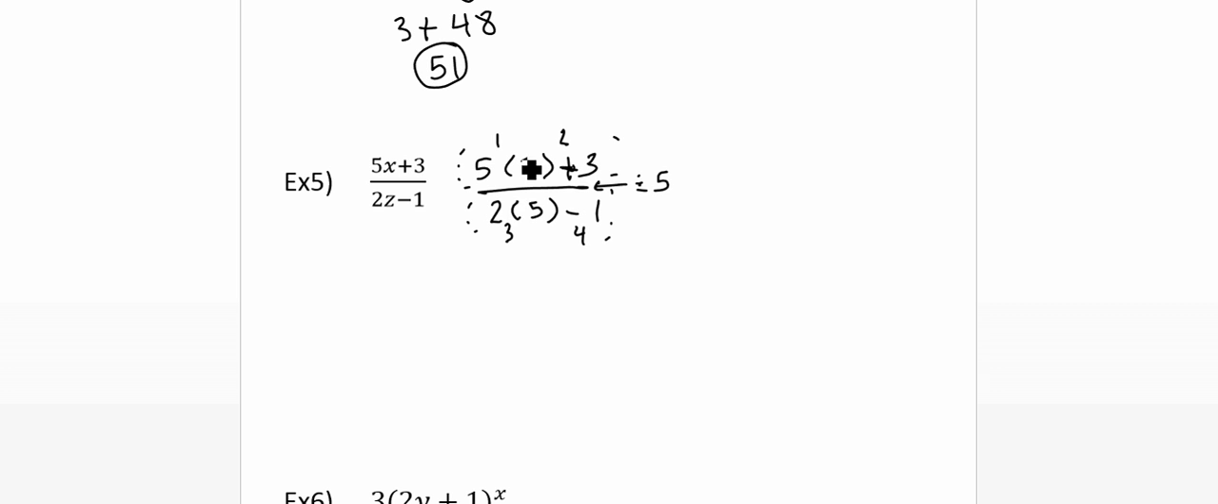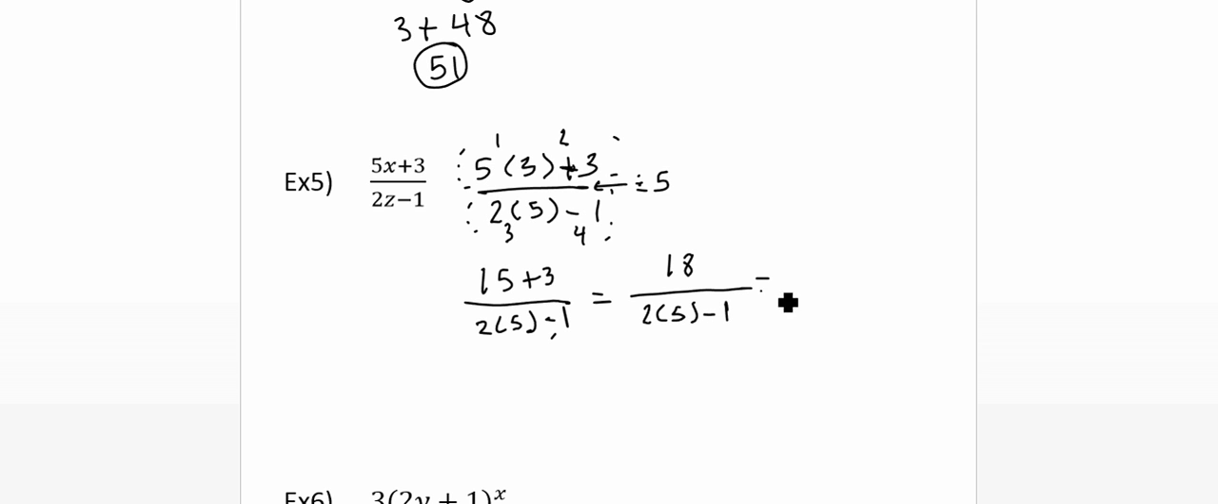First step, do 5 times 3, 15. Write the 15 plus the 3 over 2 parentheses 5 minus 1. Okay? Do the next step. 15 plus 3. Step 2 means multiply, so I get 18 here. Okay? Leave the bottom alone. One step at a time, even when it's easy like this one. Do the next step. 2 times 5 is 10, so it's 18 over 10 minus 1.